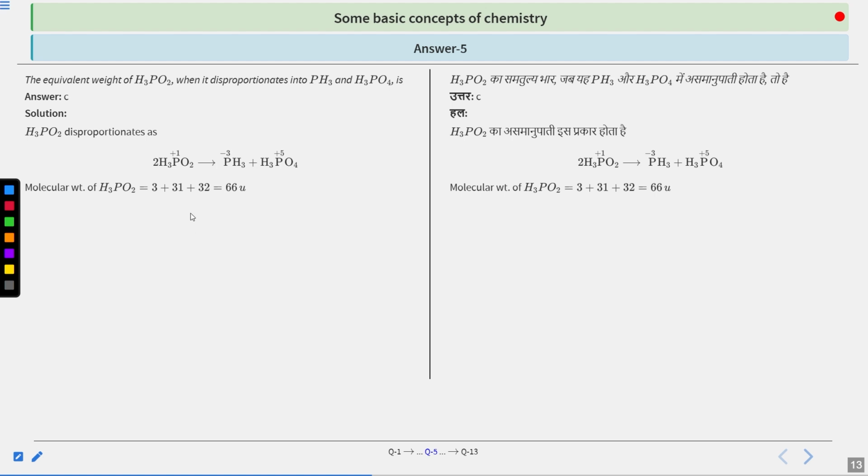What is the molecular weight of H3PO2? It is 3 plus 31 plus 32. Simple addition, which will give us 66 unified mass.